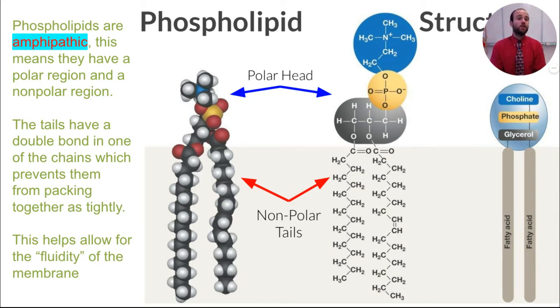If you think about it, when clothes are really nicely neat and folded, really straight and folded, you can pack a lot together. But if you just bunch clothes in a suitcase, you're not going to fit as much in there. And so this is also going to help with the fluidity of the membrane and allow things to move around.